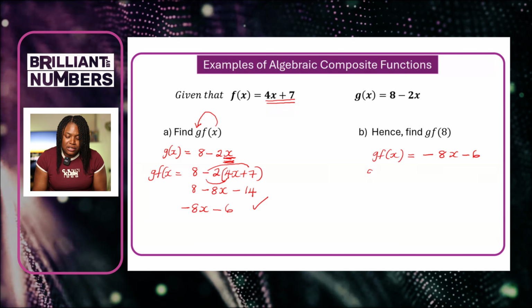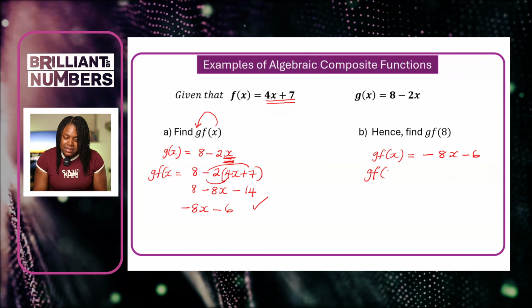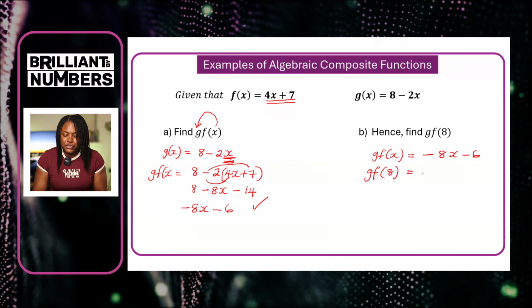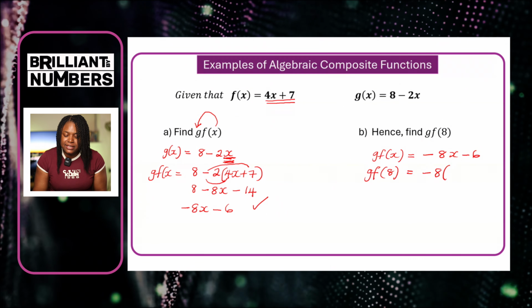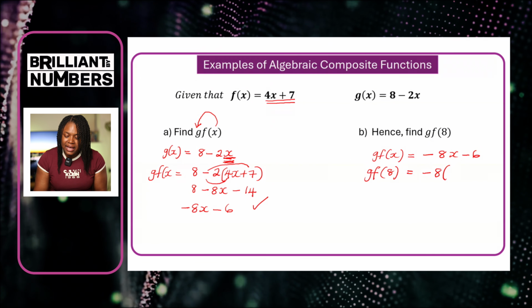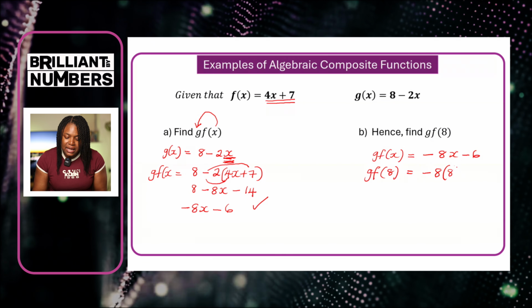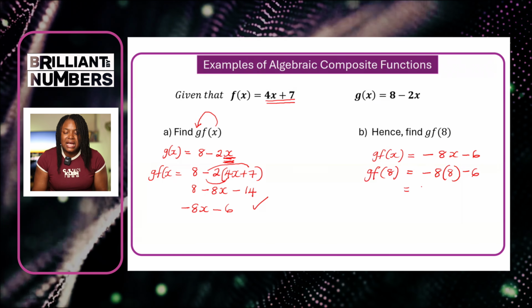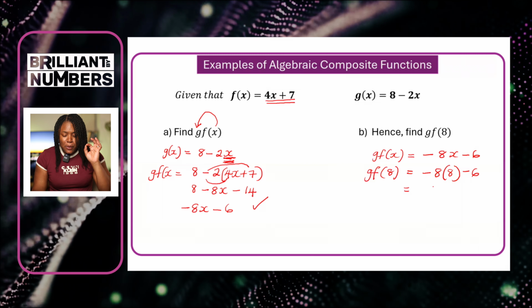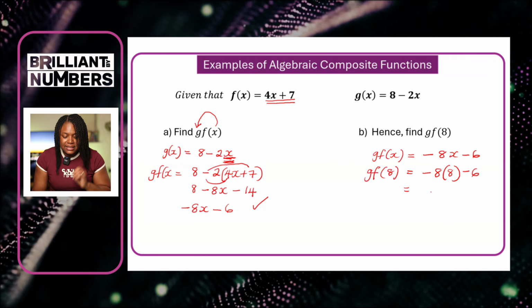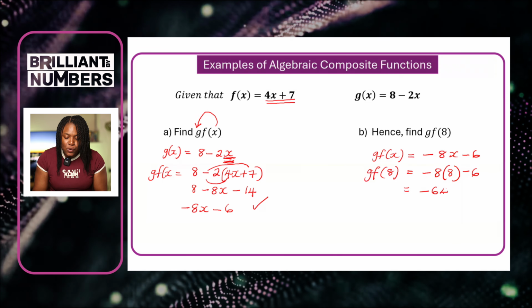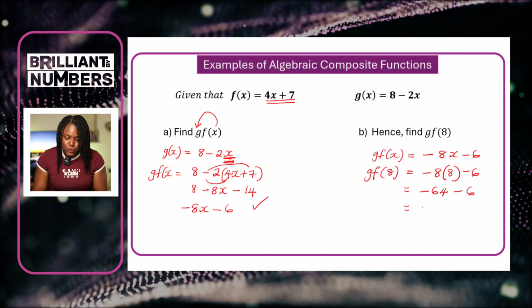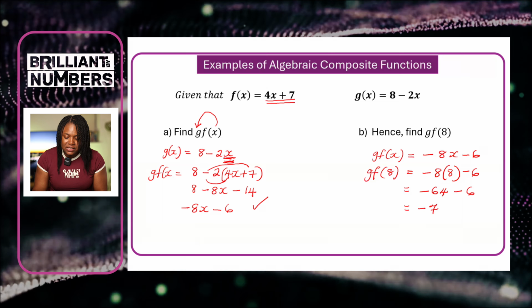What this is telling us to do is, where x is, we should replace it with 8. So we're going to do minus 8, brackets, replacing this x here with 8, and then we also had minus 6. Now we need to simplify. Minus 8 times 8 is minus 64. Minus 64 minus 6 is equal to minus 70.